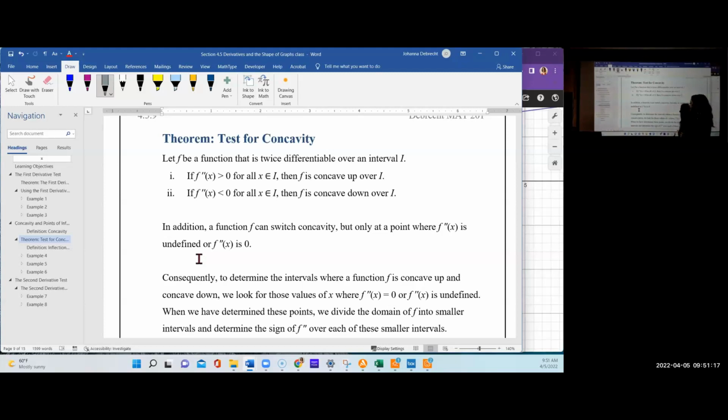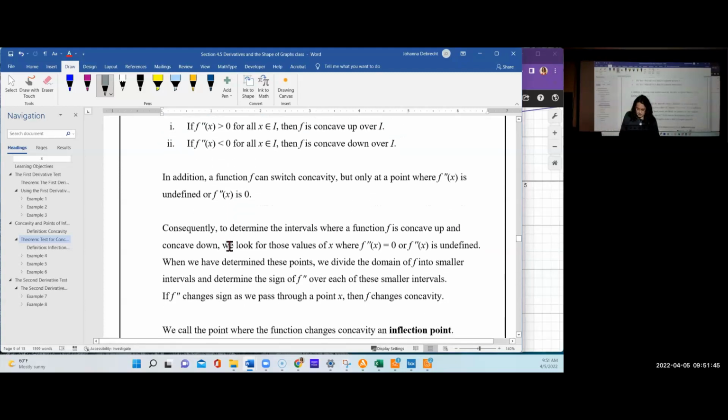So it has to be a place where the second derivative is undefined or the second derivative is 0. So these are critical values of the first derivative. Take the second derivative, set it equal to 0, or find where it is undefined, but the first derivative is defined. So again, it's the same process we did the first time, but now applied to the first derivative instead of to the function. All right.